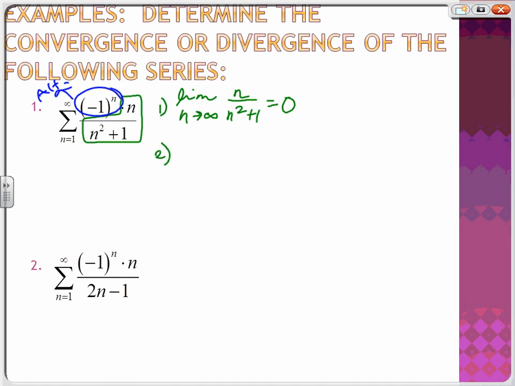Second step, I need to show it's always decreasing. So is this an easy derivative to take? Yeah. So let's take the derivative. So find that derivative. Low d high minus high d low all over low low.